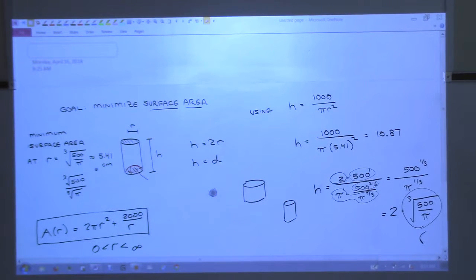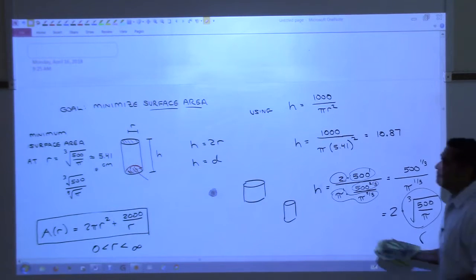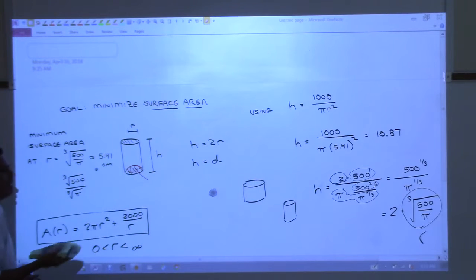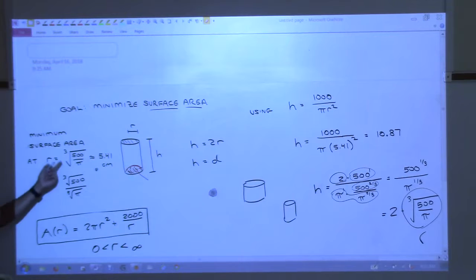Did we finish? Yes. So I think the best answer to this would be that your height has to be equal to your diameter. And then you could give the actual values.